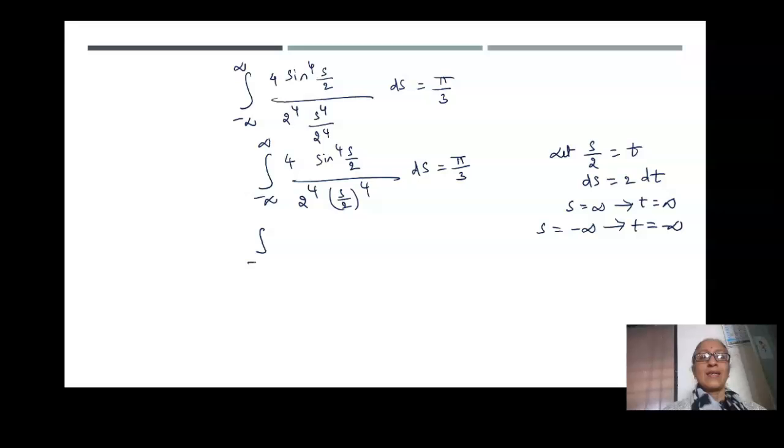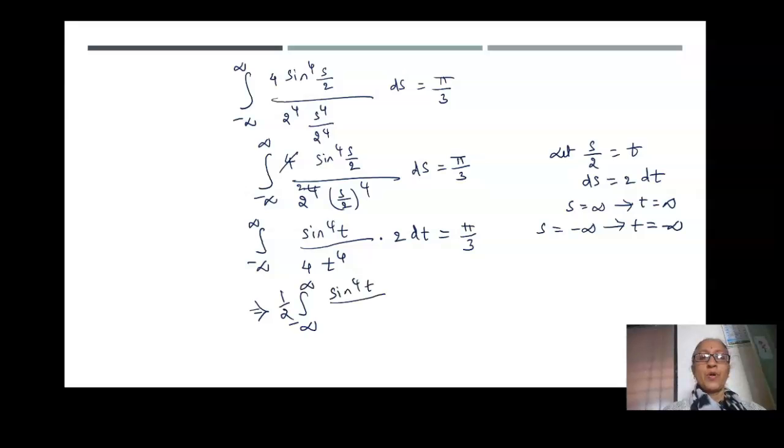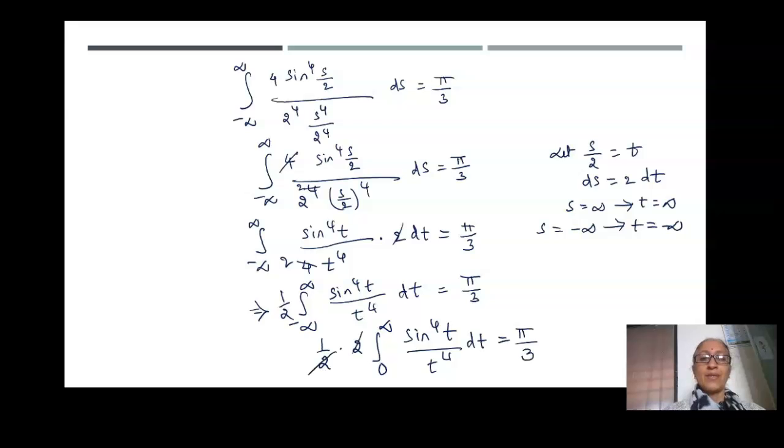So this can be written as integral minus infinity to plus infinity. Here 4 by 2 power 4 means here this is 2 square. So here sine power 4t upon 4t power 4 into 2 dt equal to pi by 3. Okay, so this is nothing but 1 by 2 into integral minus infinity to infinity sine power 4t upon t power 4 dt, because you can cancel these two numbers, equal to pi by 3. Here sine power 4 is an even function. So again this can be written as 1 by 2 into 2 integral 0 to infinity sine power 4t by t power 4 dt equal to pi by 3. Here this 1 by 2 and here 2 will get cancelled.